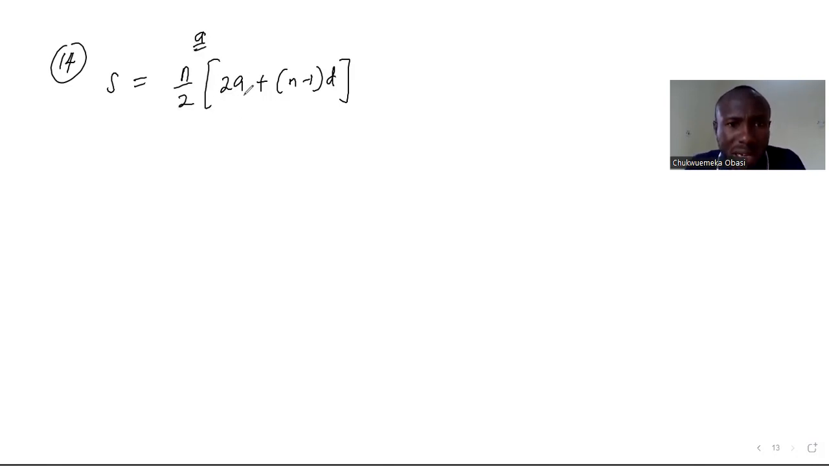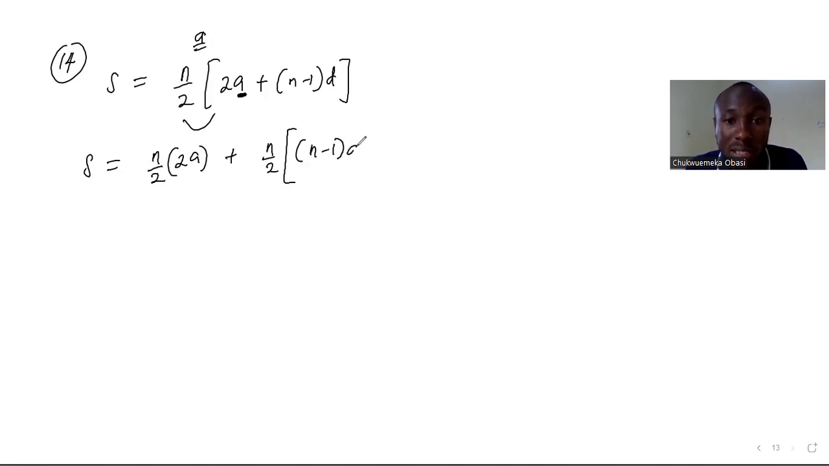How do we do that? You see the a right here, we want to make it the subject. So how do we go about it? First thing, you distribute to break this bracket here, distribute with n over 2. So you have x equal to n over 2 multiplying 2a, then plus n over 2 multiplying n minus 1 d, right? You have distributed now. These two cancel out these two. So you have x is equal to na plus n over 2 into n minus 1 d, right?